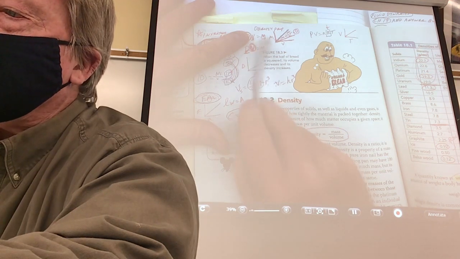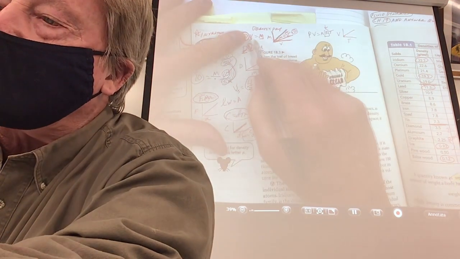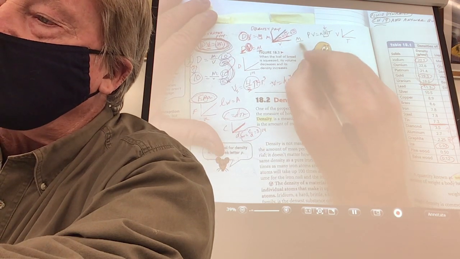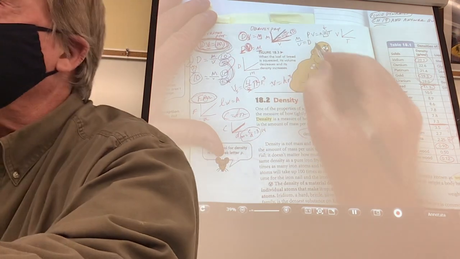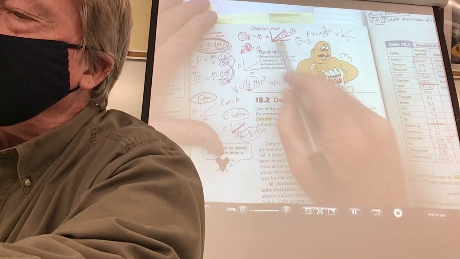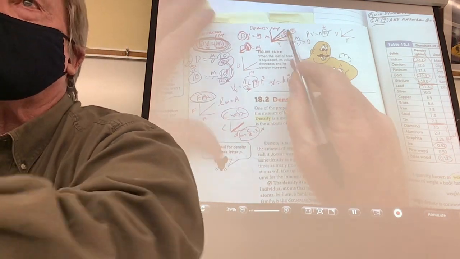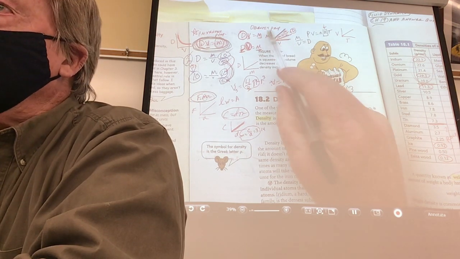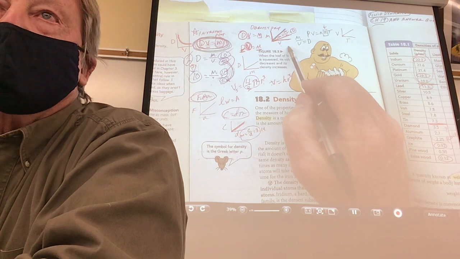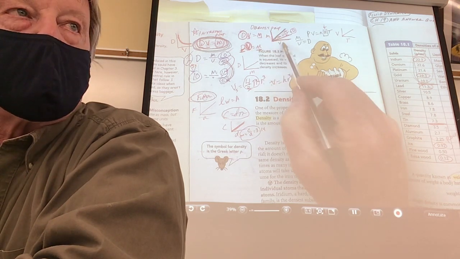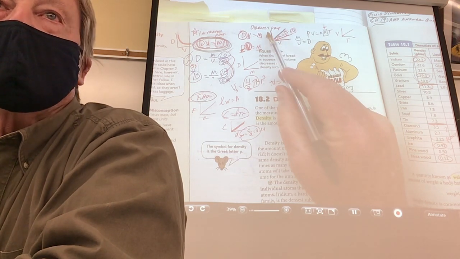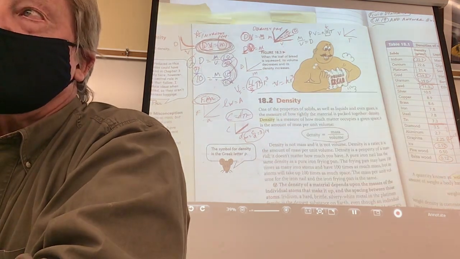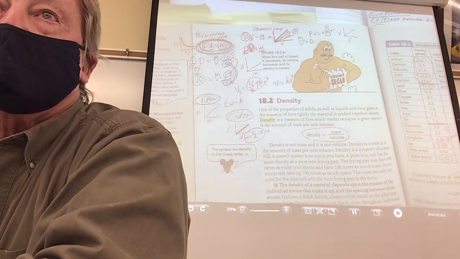But let's rearrange this a little bit. Ready? If d times v equals m, then what is m over v? That's density, isn't it? Now watch. You told me that the slope was constant. And what is the slope? Isn't it y over x? And what is y over x here? M over v. And in this case, m over v is constant, isn't it?